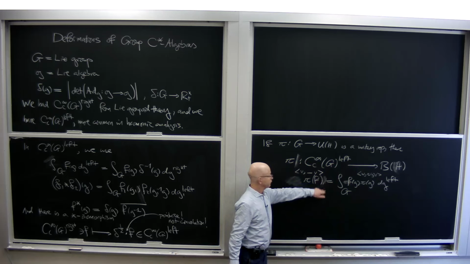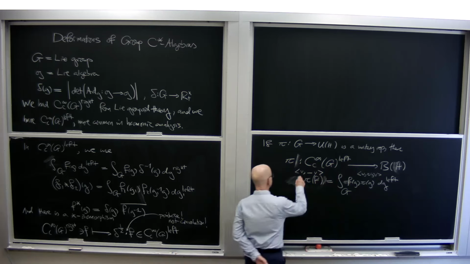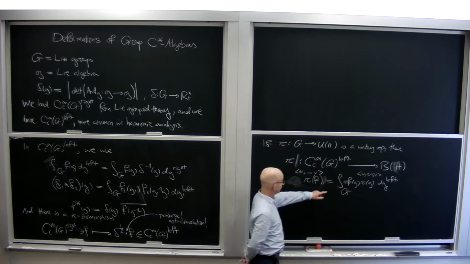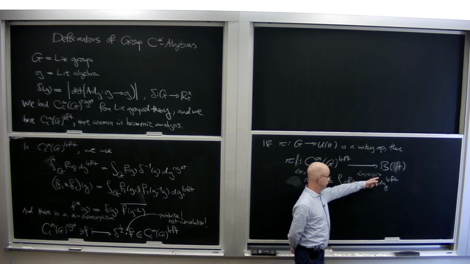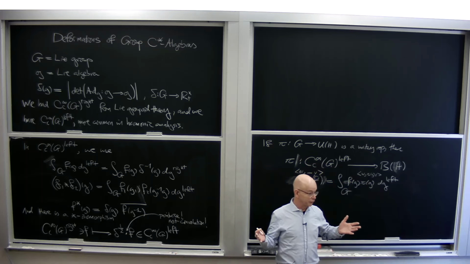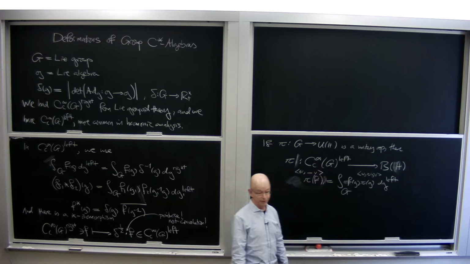So pi of f is an operator, but if I apply it to the vector v, and then take an inner product with w, I get a number. And what is that number? It's the number you get by integrating f of g against this scalar function. So now it all makes sense. Of course, that begs the question of whether or not the operator exists. This integral exists, and it does. That's a little exercise.